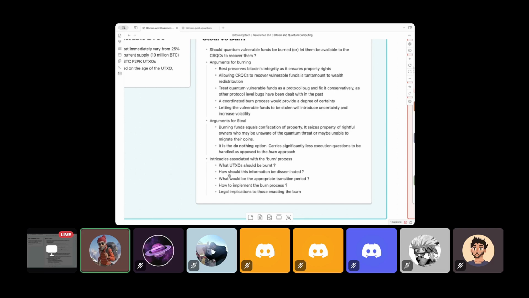And finally, what are all the legal implications? Somebody might come out one day and start a litigation as to who are you to burn these coins. What will the lawsuit be against? Is it the Bitcoin developer community? Probably the developers. Yeah. The argument will be that these are the people who implemented or enacted the burn process, and they are liable for it.